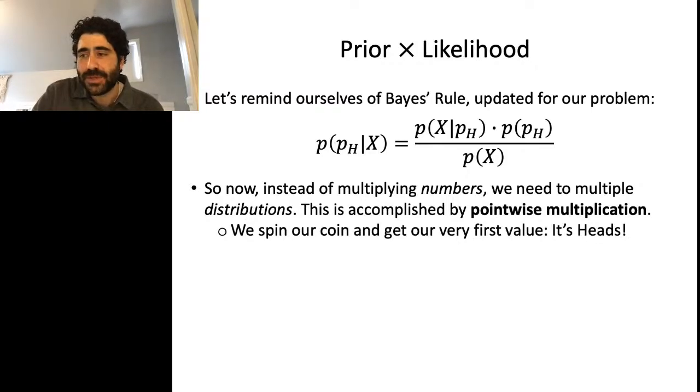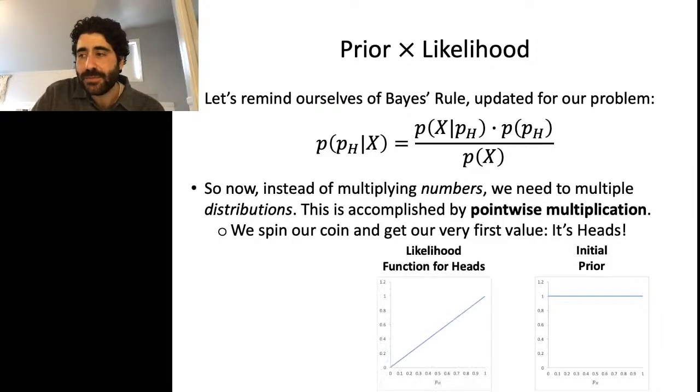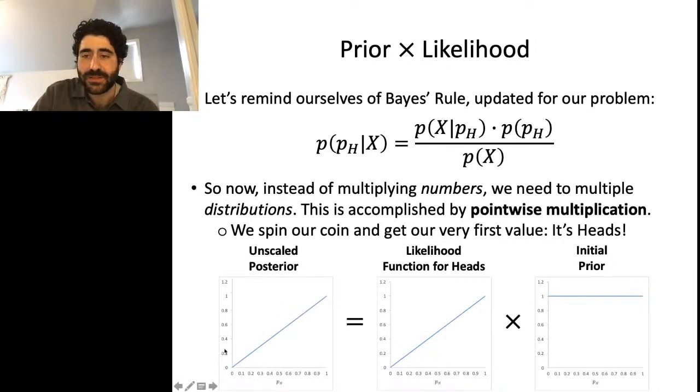So let's see what happens when we spin our coin and get our first value, which is heads. What Bayes' rule tells us is we take our prior, which is this flat thing here, and then we multiply in our evidence, our likelihood function for heads. Remember, if P of H is high, then we would expect heads. If P of H is low, then we don't expect heads. So we multiply these things together, and then we end up with our posterior.